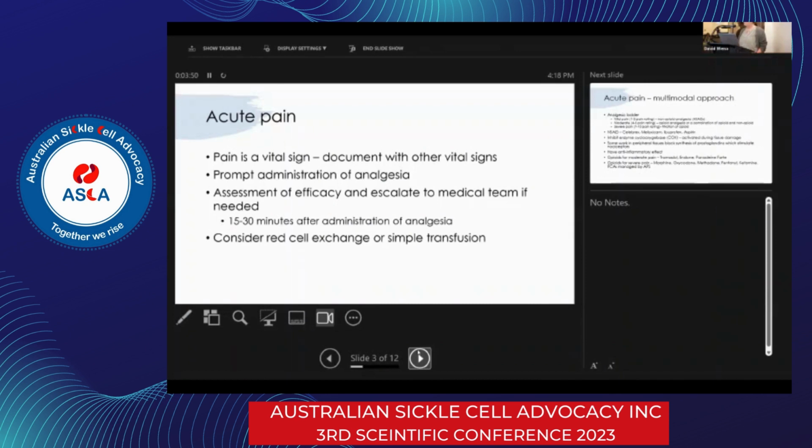The prompt administration of analgesia, and not waiting for someone to be writhing in pain before they actually get to have some treatment, is really important. And then assessing the efficacy of that pain relief, has it actually helped?